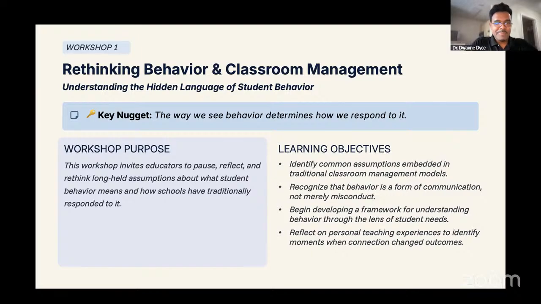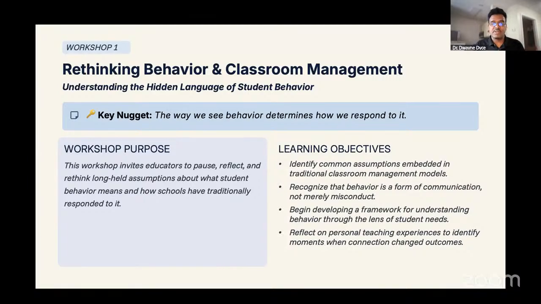Sweet. Okay, so the key nugget for this particular part is that the way we see behavior determines how we respond to it. It's very, very important. How we look at things, our perception of student behavior, will determine how we react to the student. So we're going to pause, reflect, and rethink long-held assumptions about what students' behavior means and how schools have traditionally responded to it.